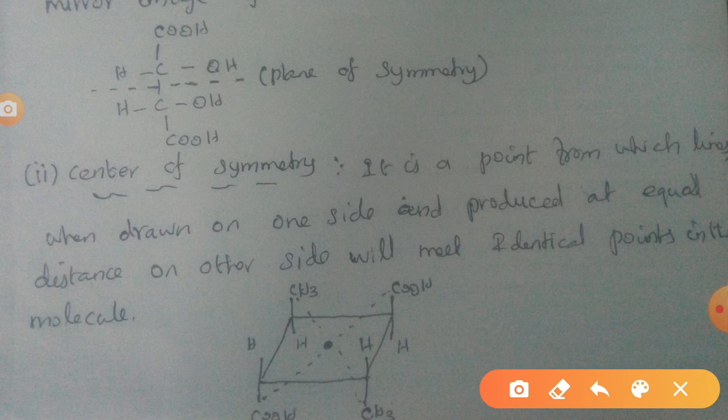You can see the points in the example. This is the point. A line is drawn through the point. The line meets, on the opposite side at equal distance, the identical group. So the line drawn meets the COOH on one side and the COOH on the other side. We can easily understand that a line drawn through one point meets the same group at equal distance on either side. That is called a center of symmetry.